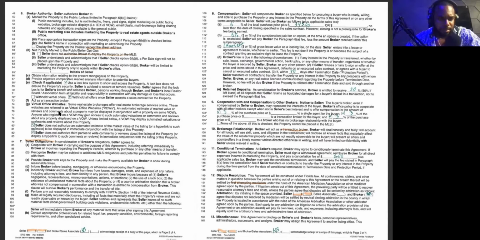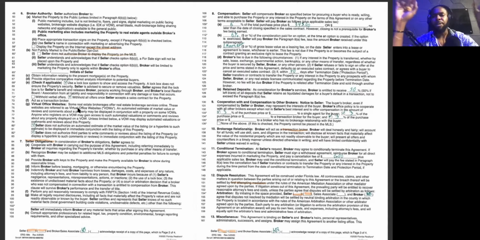That's helpful. Okay, so these boxes right here: seller does not authorize an automated estimate, and seller does not authorize third parties to comment. You see the paragraph here, it says virtual office website. Some virtual office websites will automatically populate the property and put the list price, but also what they think it's worth. It's kind of like an estimate. They'll also have some reviews.